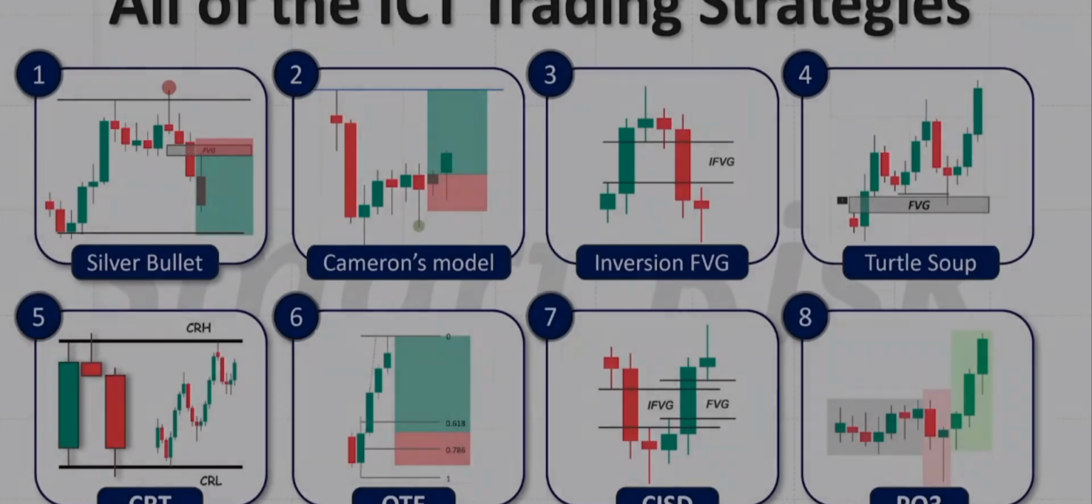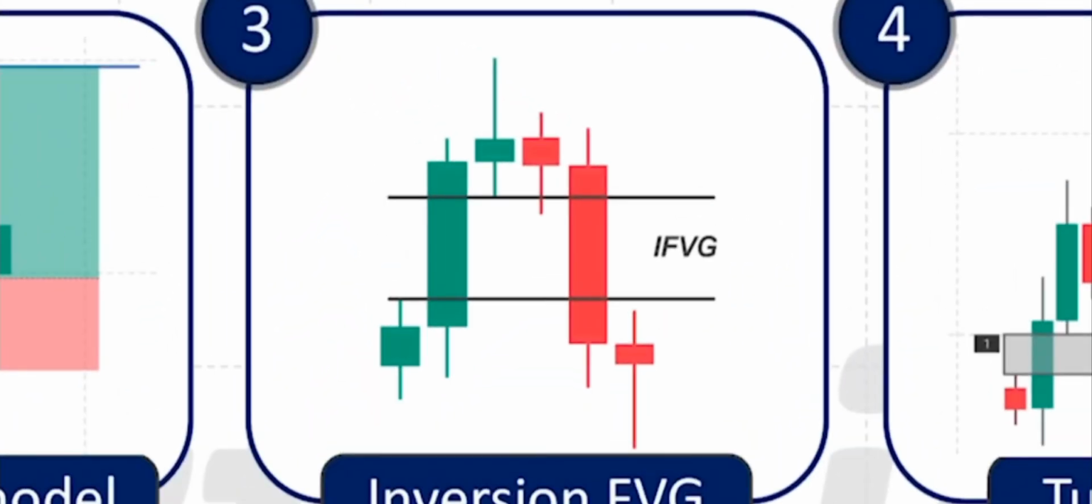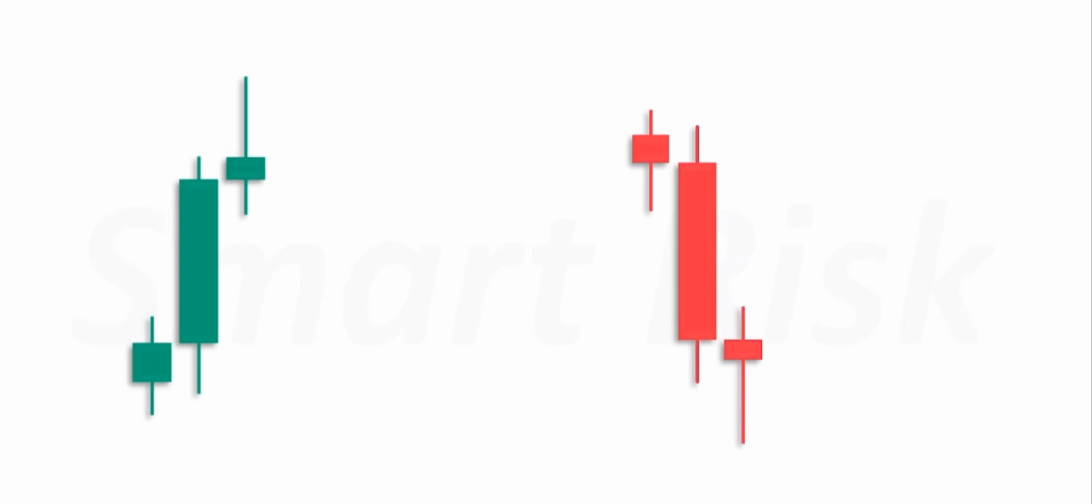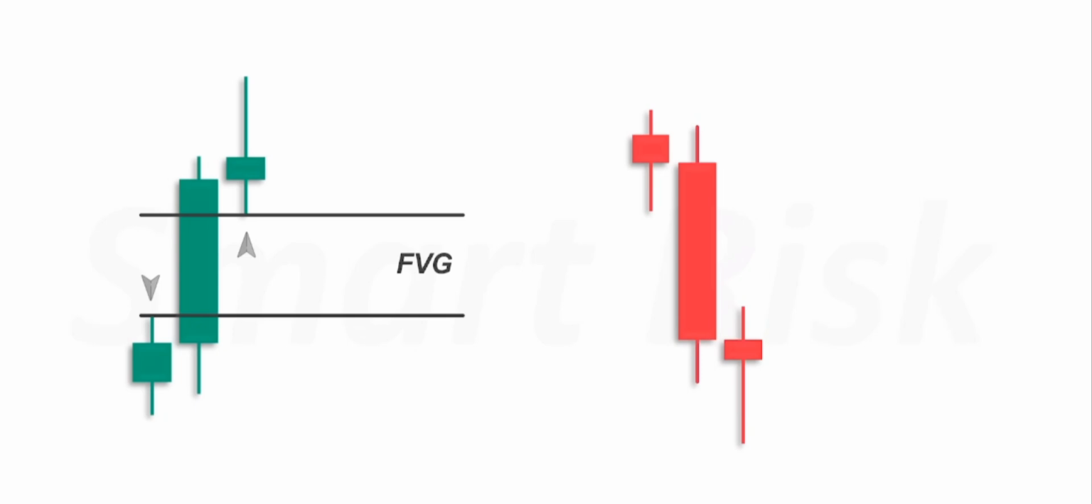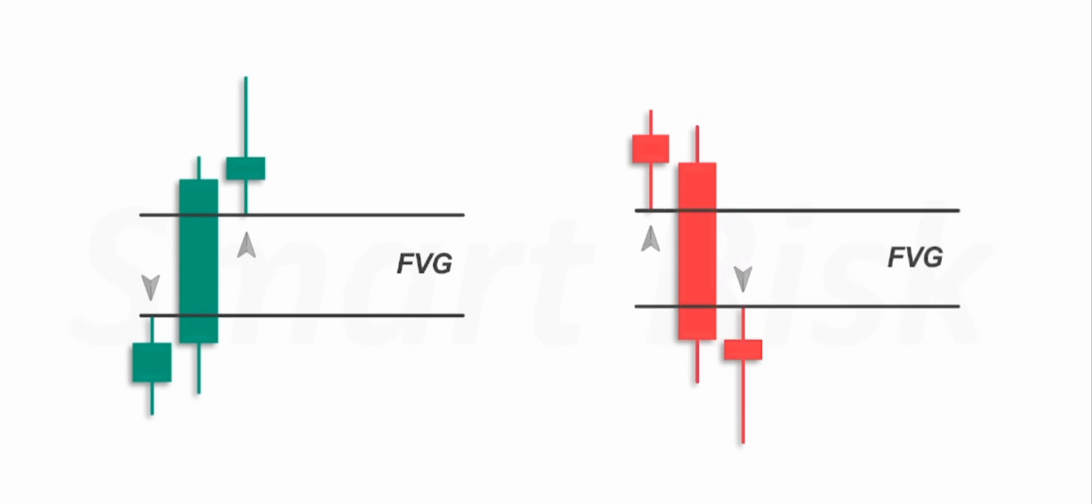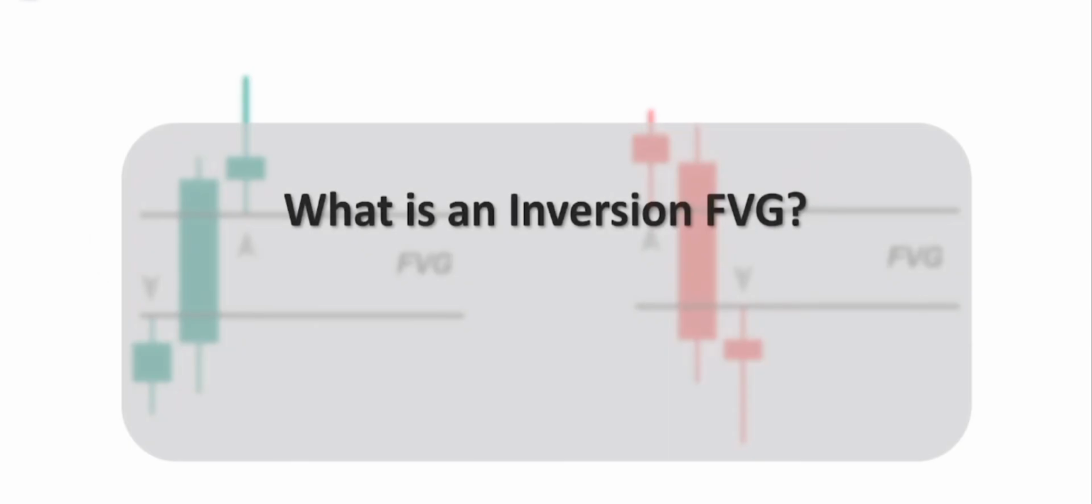Number 3. Inversion fair value gap. For a quick reminder, a fair value gap, or FVG for short, is a 3-candlestick pattern where the first candle's low does not overlap with the third candle's high, or when the first candle's high does not overlap with the third candle's low. Now, what is an inversion FVG?